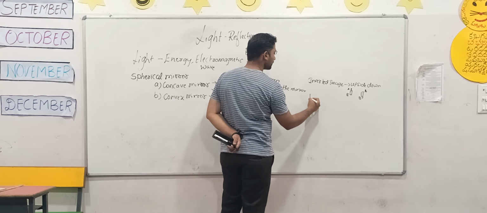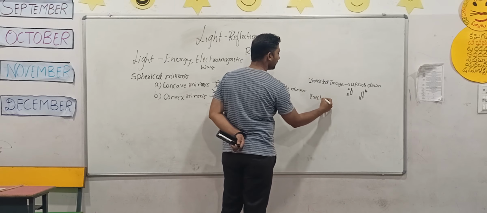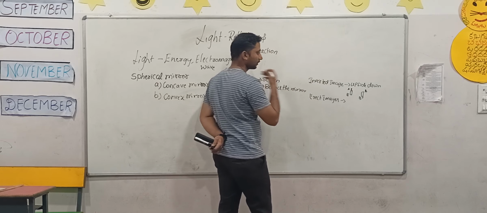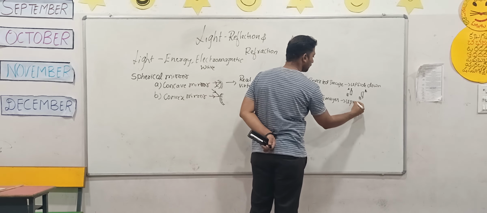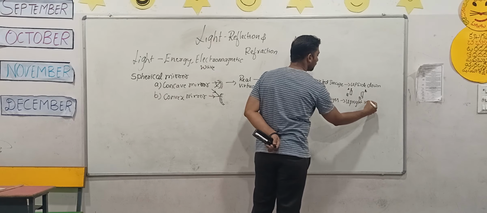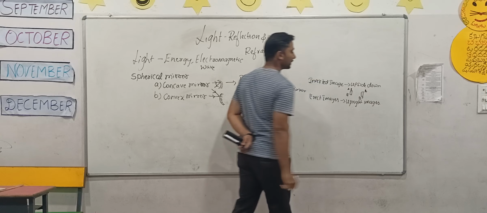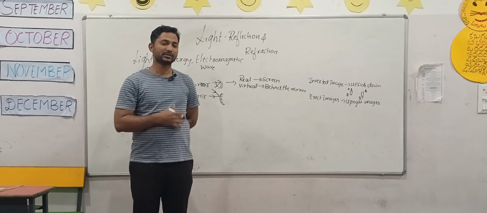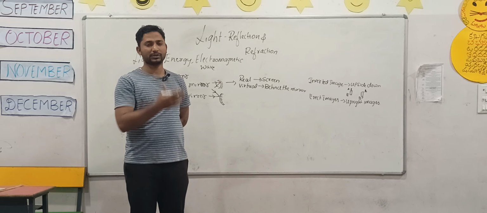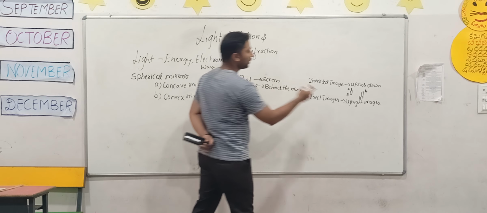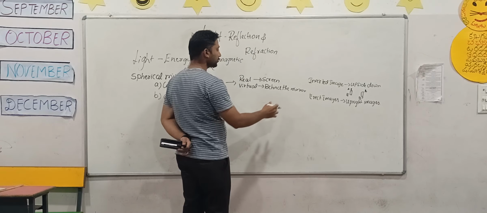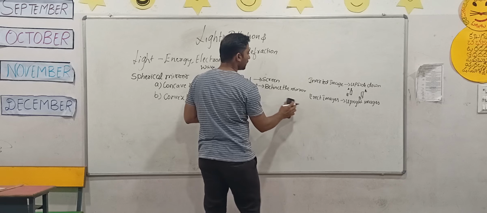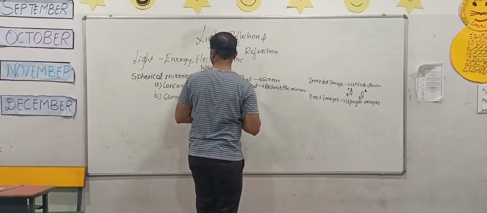It also forms erect images as they are, like plane mirrors. Upright images. Usually we use plane mirrors, which show us upright images as they are. If your head is up, it shows your head up only, so upright images. As well, it shows magnified and diminished images.